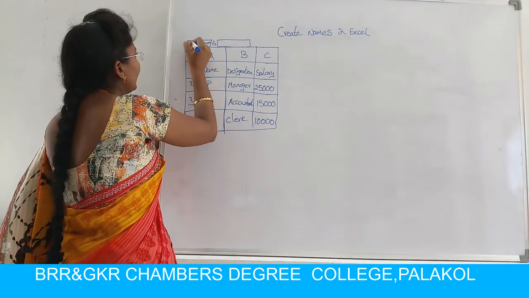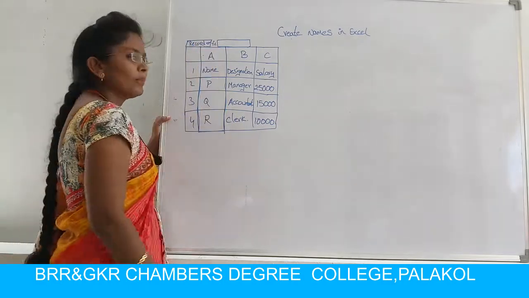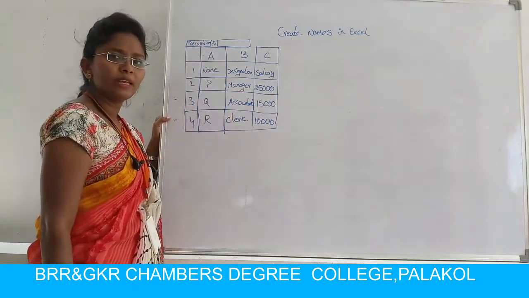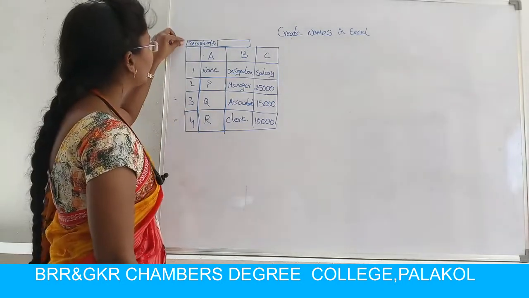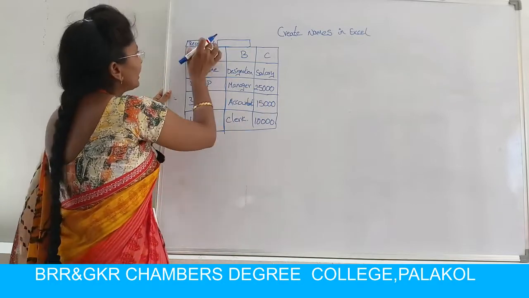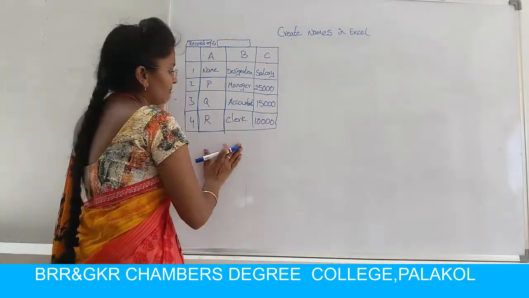That means I am creating a name as record. I am typing the letters from my keyboard and creating a name as record. After creating the record name, you can see record in this name box.